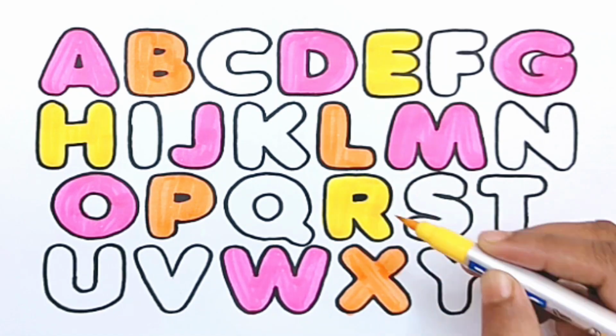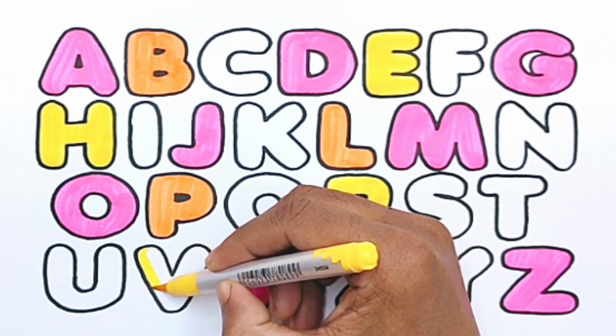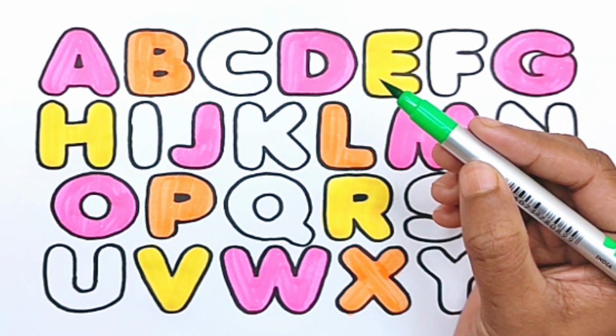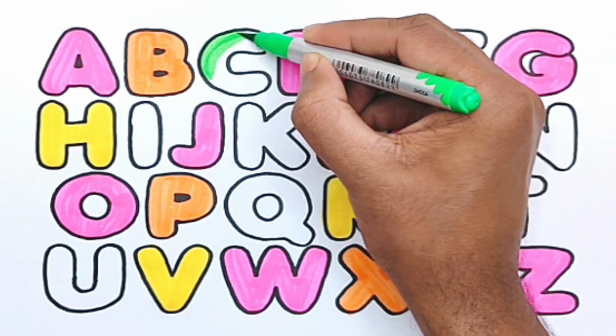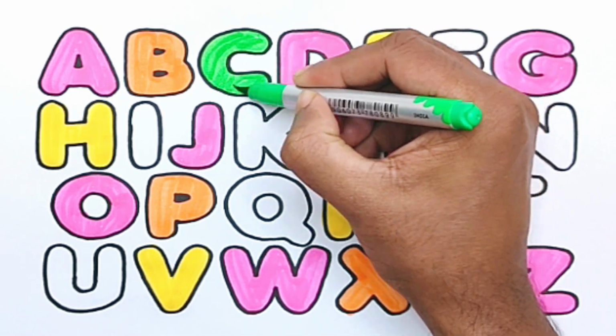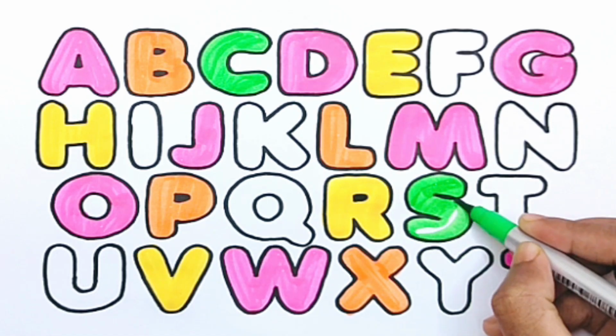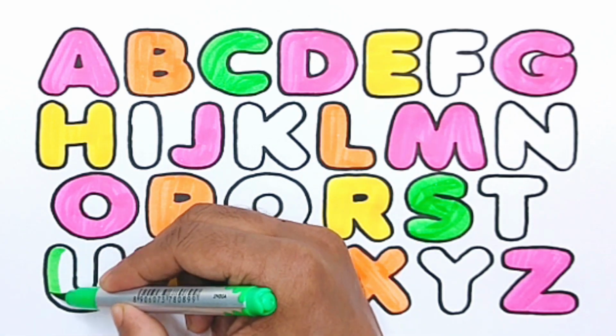R for rocket. V. V for vest. Light green color. C. C for carrot. S. S for star. U.